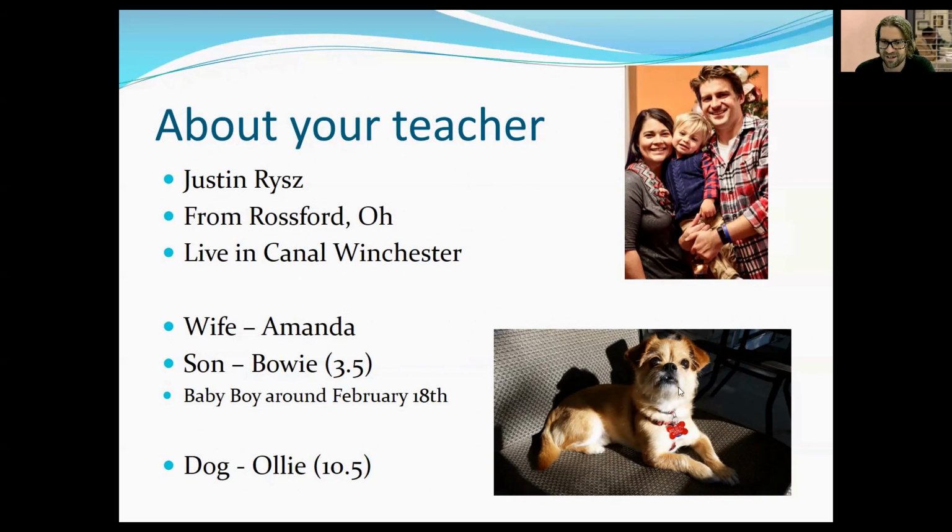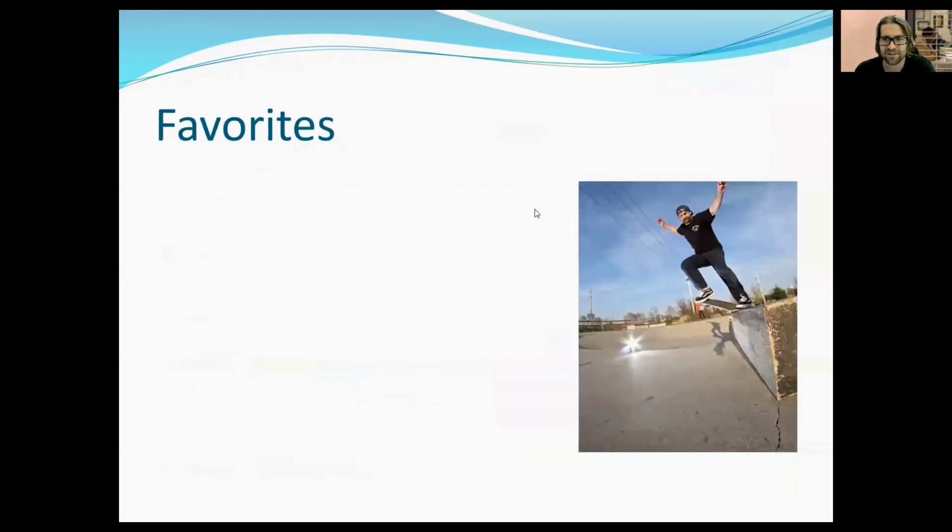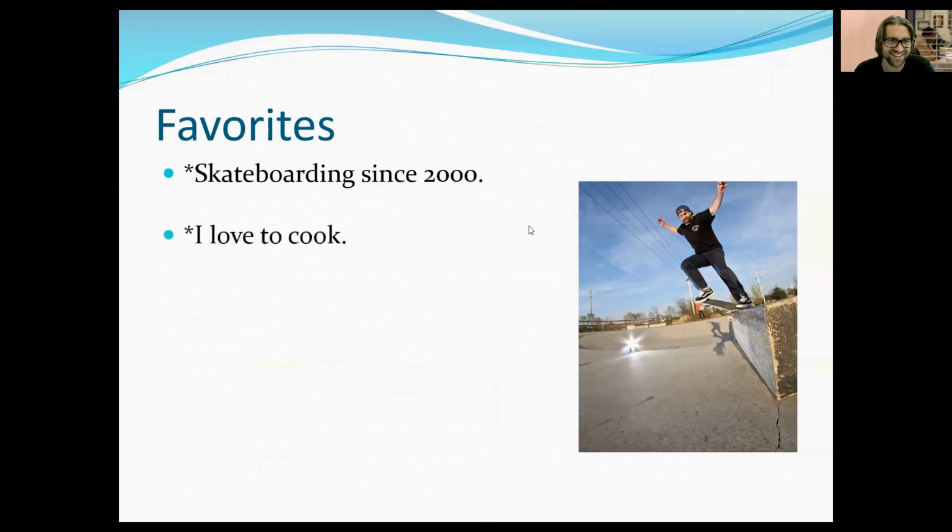We had our first fur baby, Ollie. He is 10.5 years old, and he is a grumpus of a mutt, a chihuahua type mix. All right, so what are some things I like to do? Some things I like to do is skateboard. I've been skateboarding since 2000, so 20 years this summer. I should probably be a lot better, but I'm not.